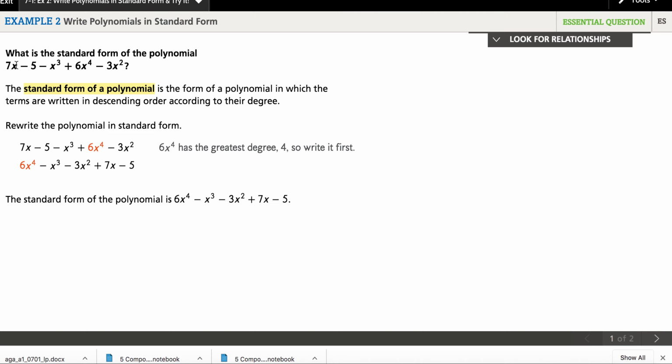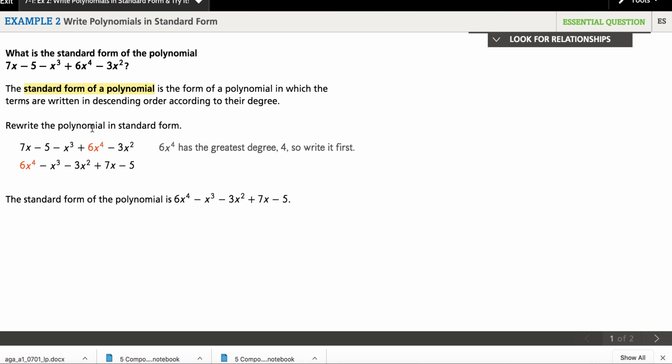So as you see, this polynomial has more than 3 terms. You see 1, 2, 3, 4, 5. So there are 5 terms. We call this a polynomial. The standard form is a form of a polynomial in which the terms are written in descending order according to their degree. Descending. So you can copy down the word descending. You can check on the internet for the definition. What do we mean by descending order?